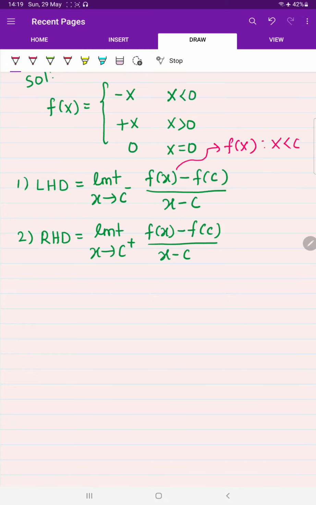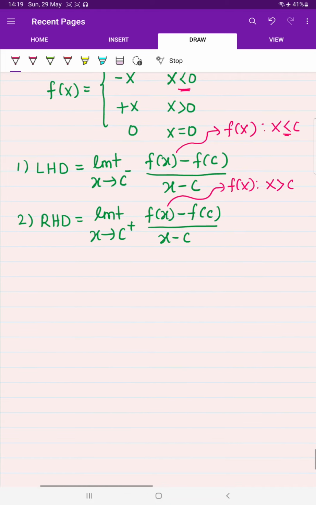So when x is less than c, f of x will be defined in your question, and for the left hand side limit you have to substitute that f of x value here. Similarly, in the case of the right hand side derivative, you have to replace this f of x by its corresponding value that is given for x greater than c. Don't forget this, that is very important. Shall we start now? Yes, sir, it's time to start.